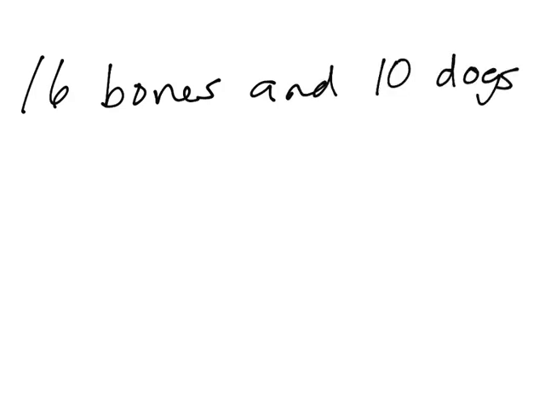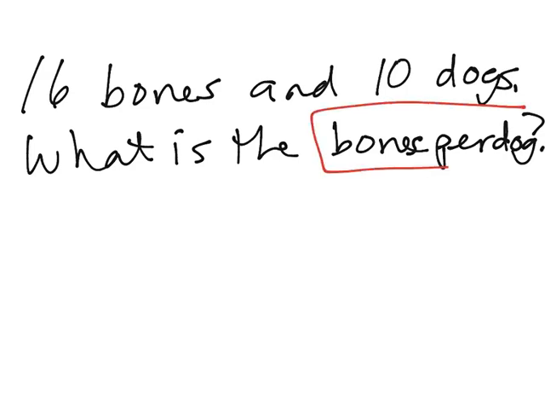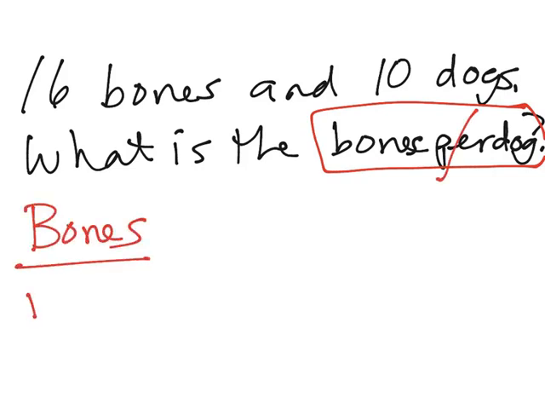Now, I want to do one that is not people. What if I say we have 16 bones and 10 dogs? What is the number of bones per dog? Per dog. Then I think my dogs are going to come running because they just heard that. So when you see this, per is the division sign. Whatever comes in front of the word per goes on top. Whatever comes behind the word per goes on the bottom. And now we have ourselves a fraction that we can plug our numbers into.